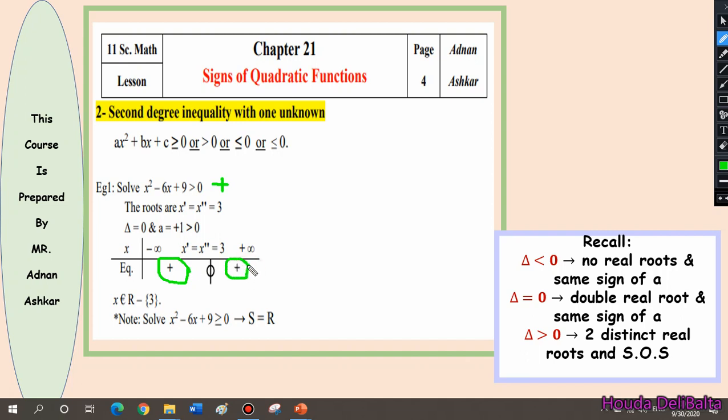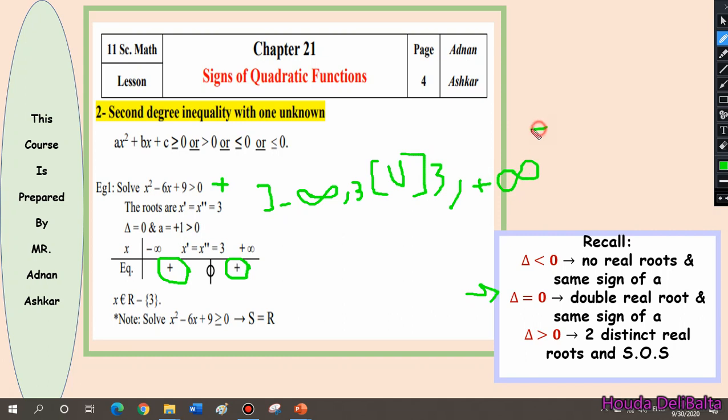So the positive part, according to the table, using the rule of delta equals 0 and taking the same sign as a, which is positive, so we put 0 at the root, positive here and here. Then we know that the solution is in this region and in this region. So we can write it from minus infinity to 3, open at 3 because we don't have the equal, union 3, open at 3, till plus infinity.